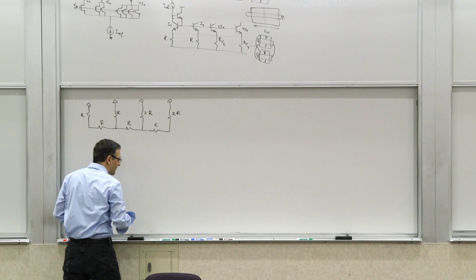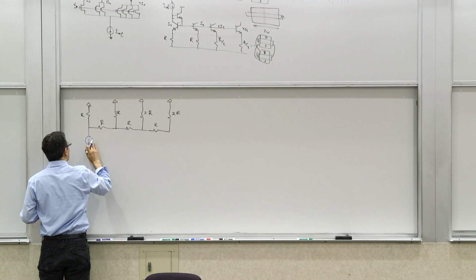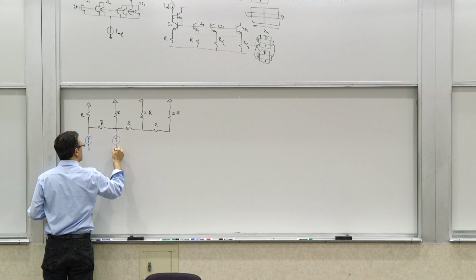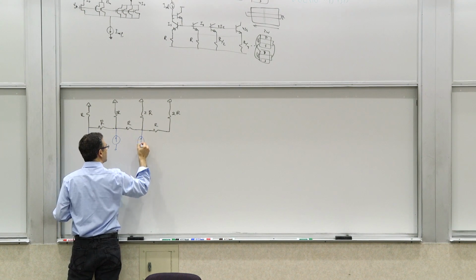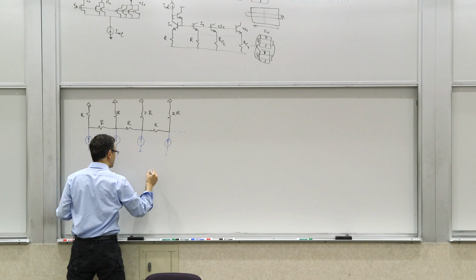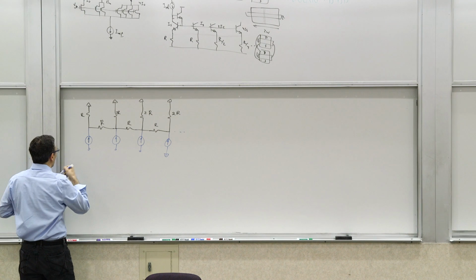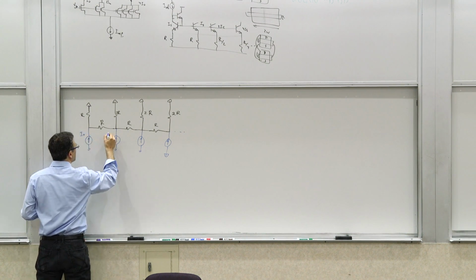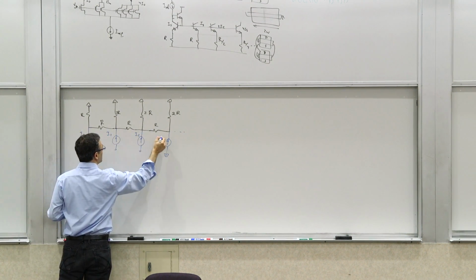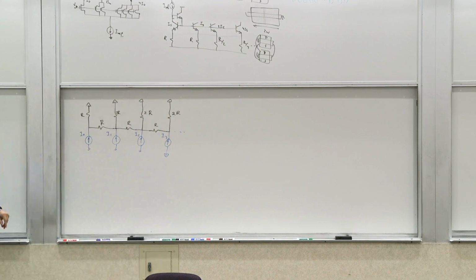Now let's imagine you have current sources driving into the thing, and so on and so forth, and this keeps going. Let's call this current source I0, this I1, I2, I3, et cetera. So there are generally multiple current sources with multiple values.